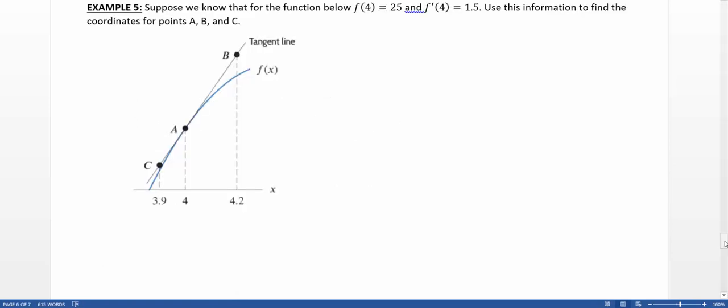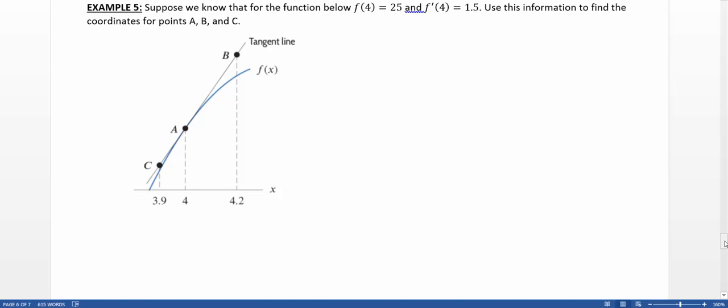Example 5. Suppose we know that for the function below, f of 4 equals 25, and f prime of 4 equals 1.5. Use this information to find the coordinates for points A, B, and C. So here, this one is a little more conceptual. We have to take what we know and see how we can apply it to the situation to try to figure out some stuff that we don't know.